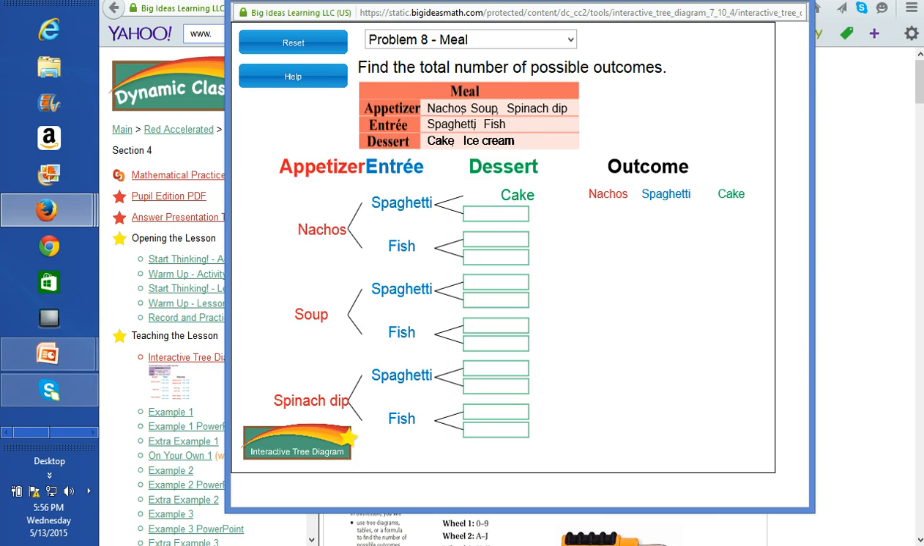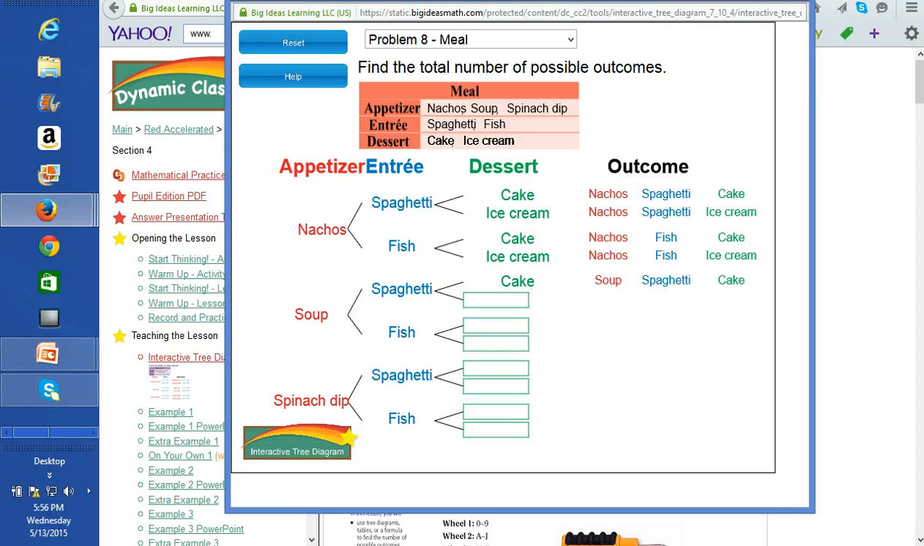So I can have nachos, spaghetti, and cake. Nachos, spaghetti, and ice cream. If I could get the ice cream to show up, that is. There we go. Or I could have nachos, fish, and ice cream. And nachos, fish, and cake. And then I could have soup and spaghetti and cake, and soup and spaghetti and ice cream. Anyway, you see all the different possibilities.